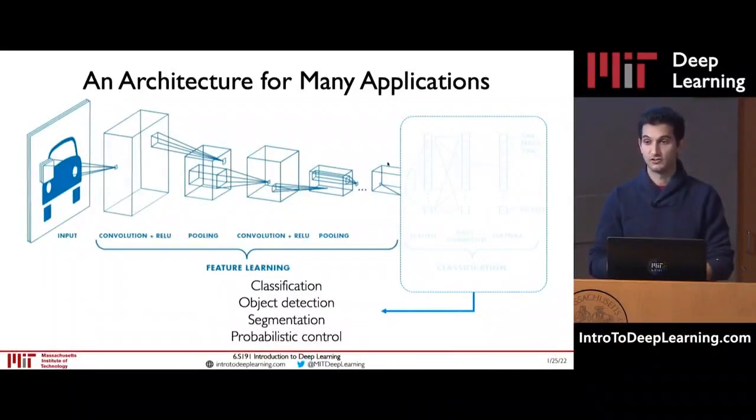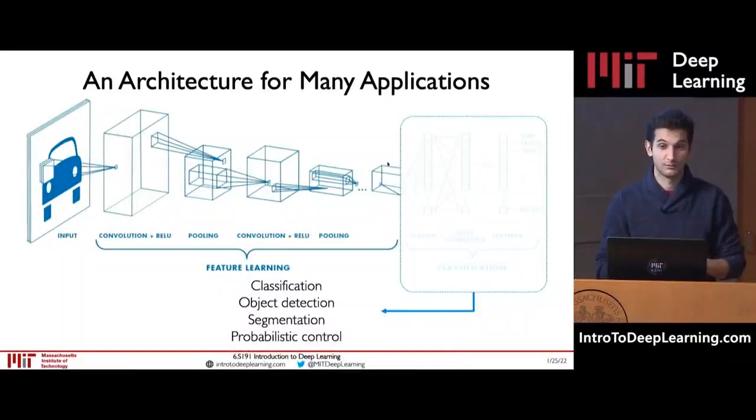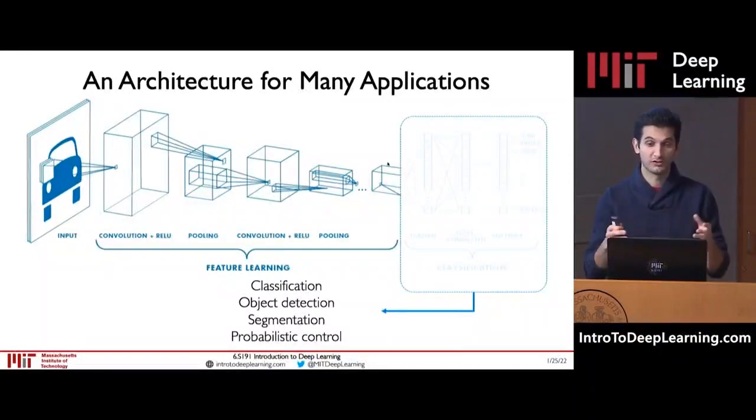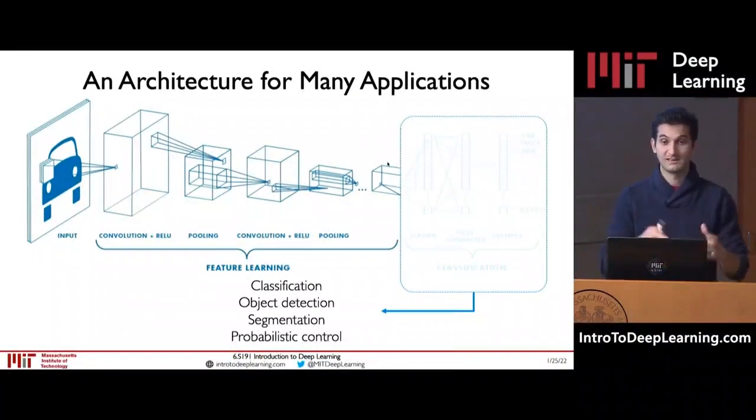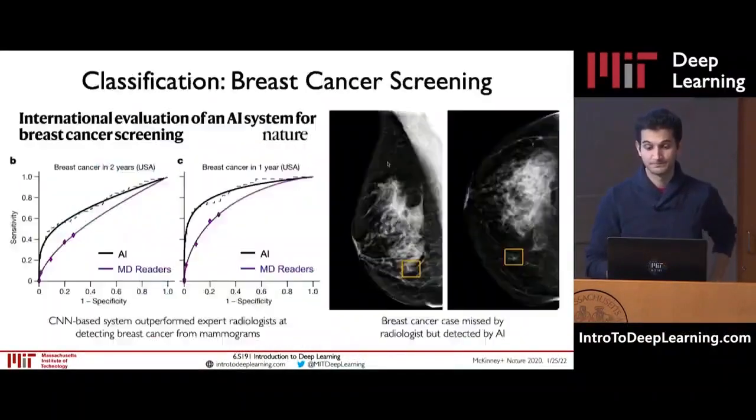We can change this to do object detection as well, segmentation or probabilistic control, so we can even output probability distributions, all by just changing the second part of the network. We keep the first part of the network the same though, because we still need to do that first step of just what am I looking at? What are the features that are present in this image? And then the second part is, okay, how am I going to use those features to do my task?